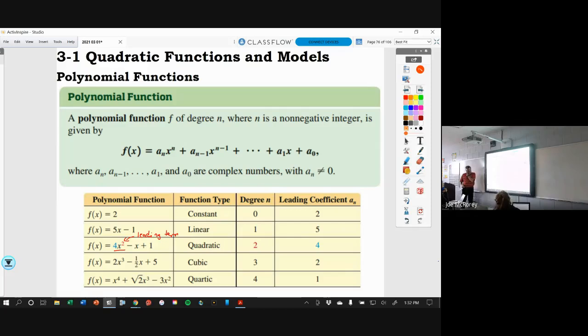And the last one, the highest exponent is 4. That makes it a quartic. And I will tell you, most of the time, I'm not going to call a 4th degree polynomial a quartic. I'm going to call it a 4th degree polynomial. Okay? I'm not going to call an 8th degree polynomial an octic. I'm going to call it an 8th degree polynomial. It's septic. And that just sounds nasty. Okay? Okay, any questions on these terms?